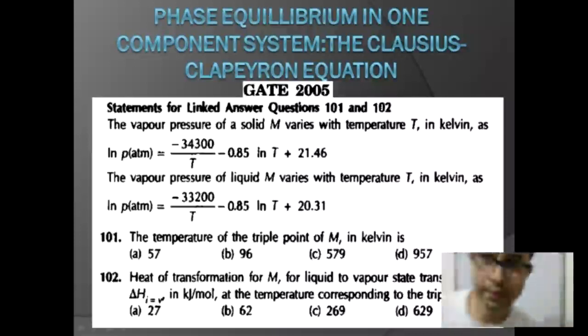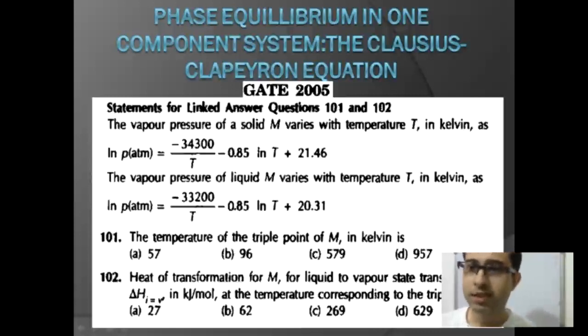Okay, so this is the question asked in GATE Metallurgy 2005. This is a question from phase equilibrium in a one-component system, and the Clausius-Clapeyron equation is involved here. Now I'm reading out this question. You can also find it if you have a book containing previous years' question papers of GATE. This question was asked in GATE 2005, I guess question number 81A and 81B.